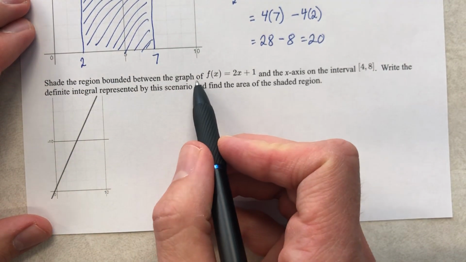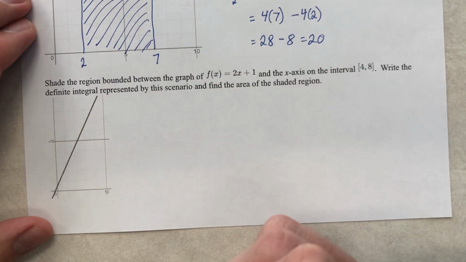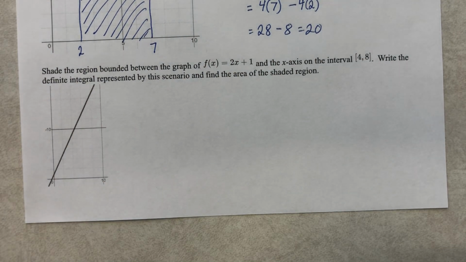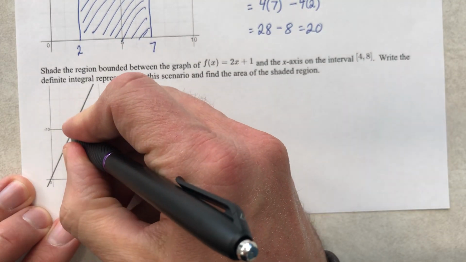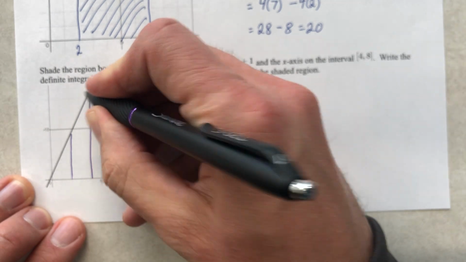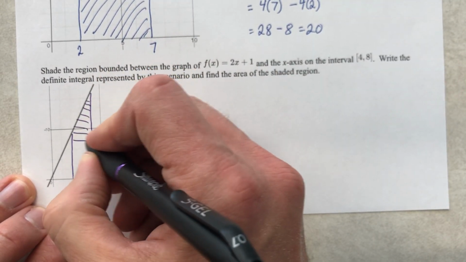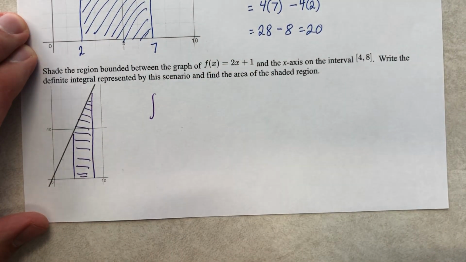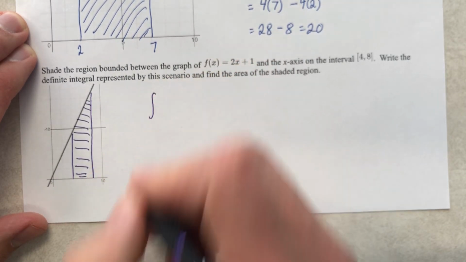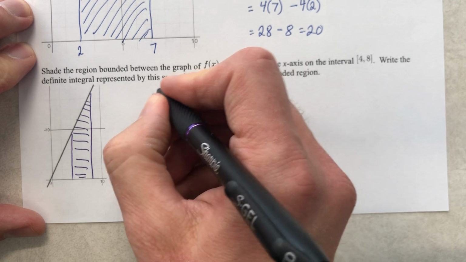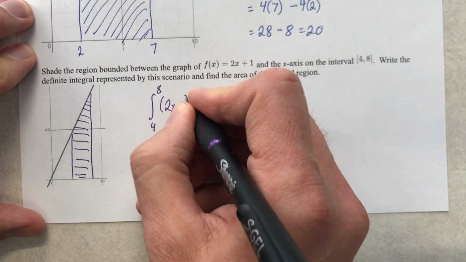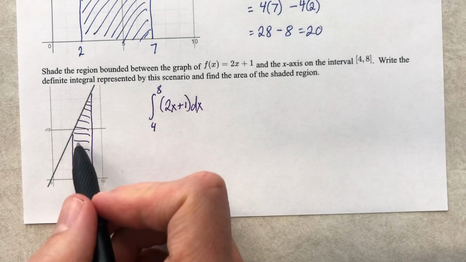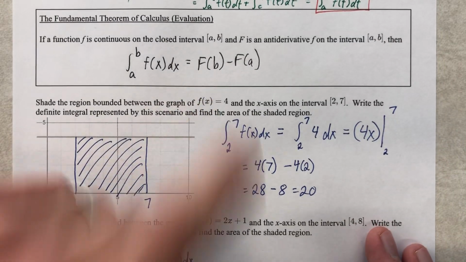Shade the region bounded between the graph of f of x equals 2x plus 1, there it is, and the x-axis on the interval from 4 to 8. Write the definite integral. Okay, well, let's just start by shading. So from 4 to 8. If you're anything like me, you're thinking, well, that's just a trapezoid. I hear you. We're not going to do it based on a trapezoid. We're going to find the area. It's a nice integral symbol I just wrote. Why, thank you. From 4 to 8 of 2x plus 1 dx. Okay? Final answer is going to be the area of this trapezoid, but I'm going to find an antiderivative.